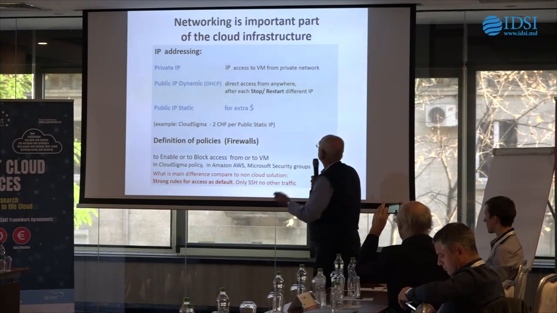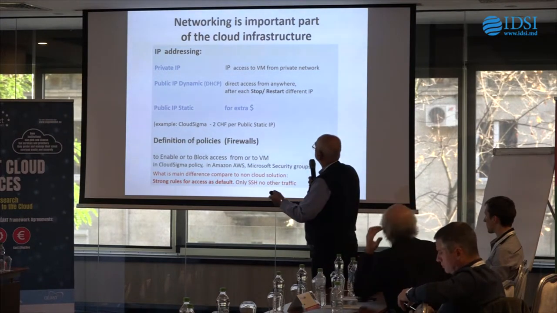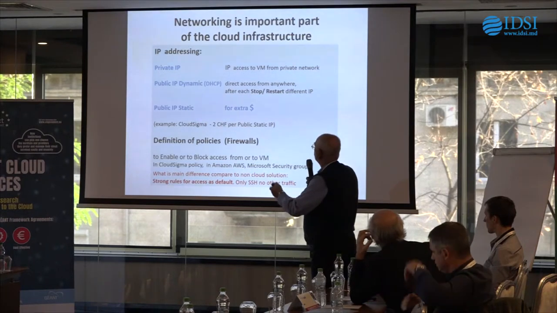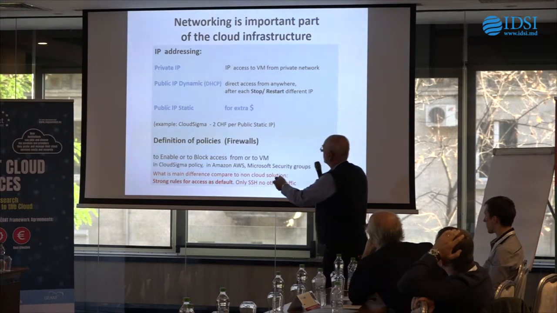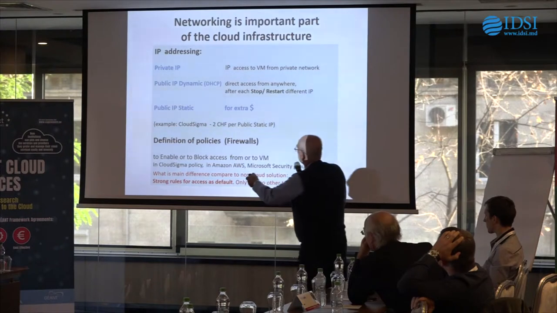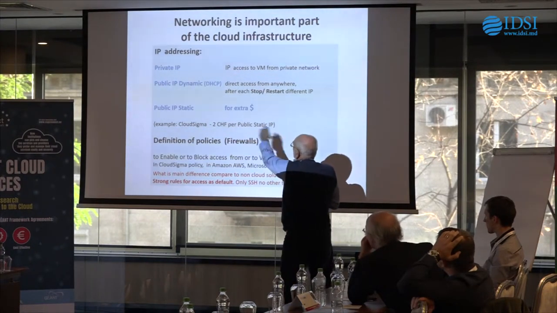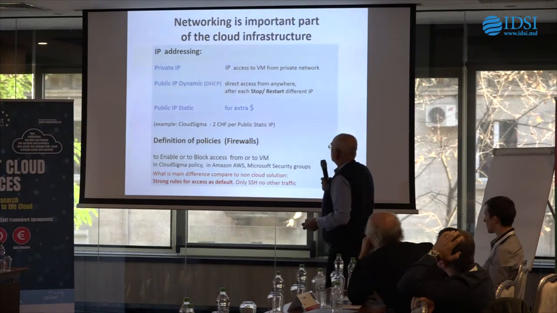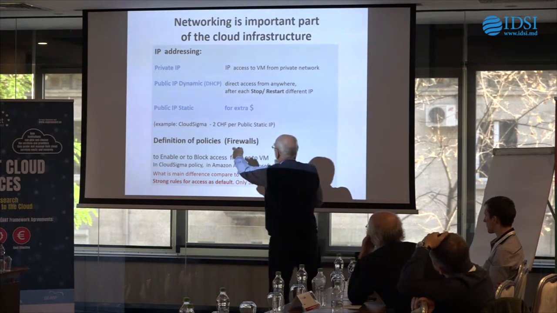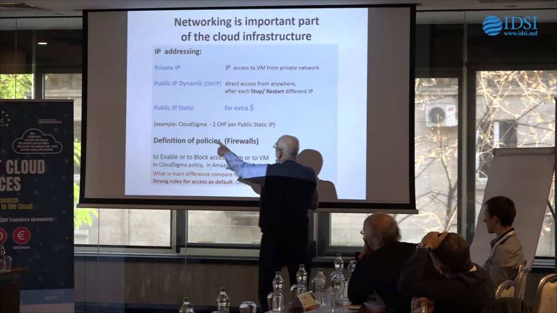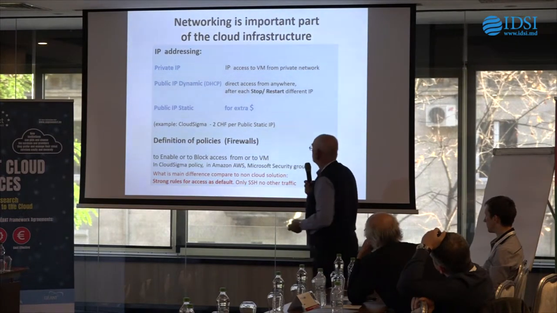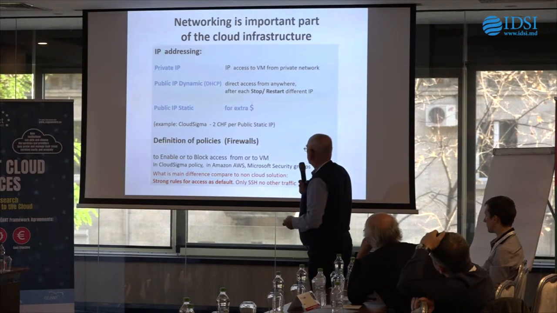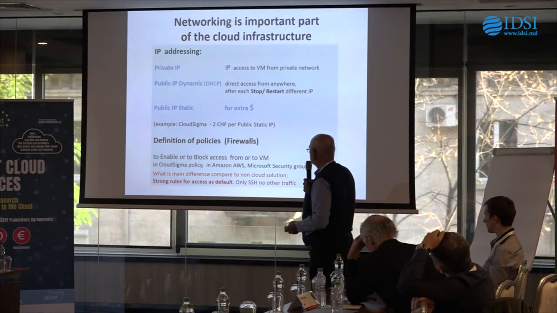As I said, the network is an important part of the cloud infrastructure. So for IP addressing, you select if you want to use private IP, public IP, dynamic, or DHCP style. If you want a static public IP, in that case you usually have to pay more than for the other ones. For example on CloudSigma, because CloudSigma is a Swiss company, you have to pay two Swiss francs more per public static address, okay. You define the policies, and it depends what type of storage you are using, and so on.